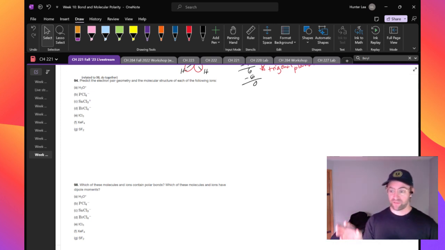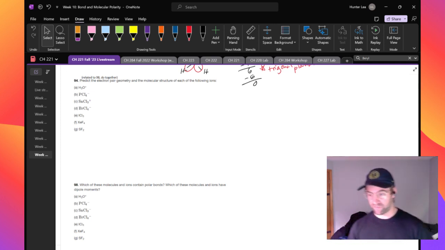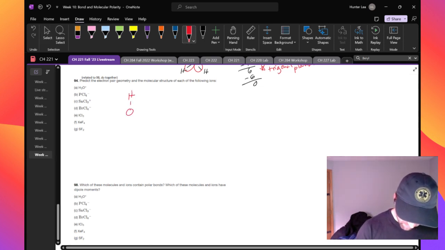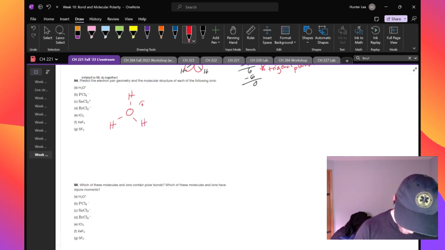Resonance structures and polarity are related to each other. If a molecule has a resonance structure, it has polarity. I'm pretty sure. Looking at our first one, we have an oxygen surrounded by three hydrogens and a positive charge. I'm just going to look at our formal charge here really quick. We have 6 minus 0 minus 6 equals 0.